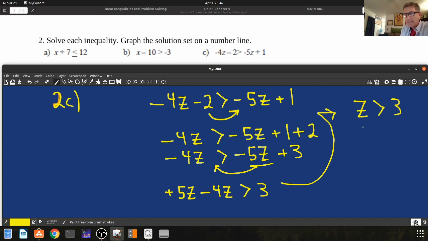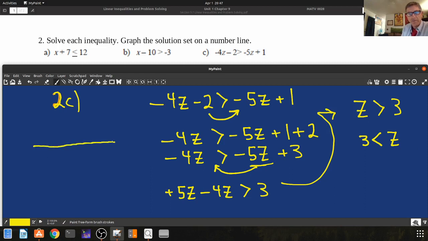But now at the last step, I'm going to rewrite it and say that 3 is less than z. Notice these are exactly the same things. To say that z is greater than 3 is the same thing as saying that 3 is less than z. And we have to graph our solution set.